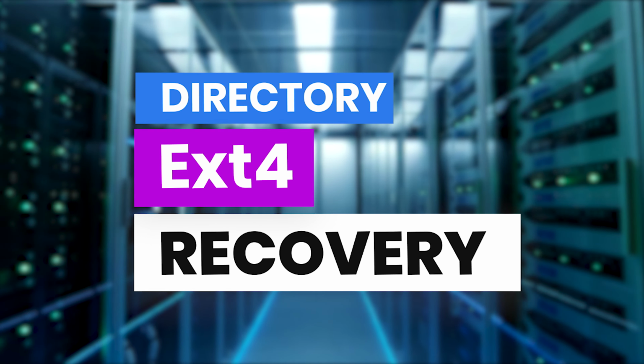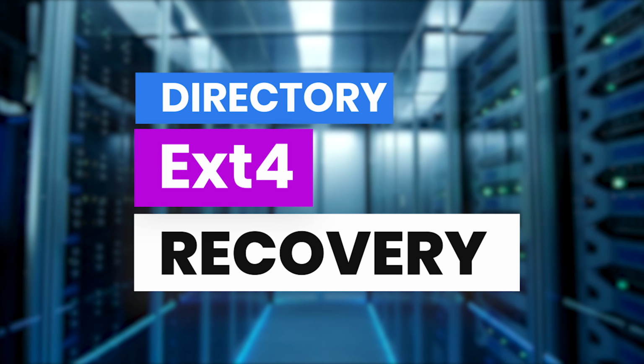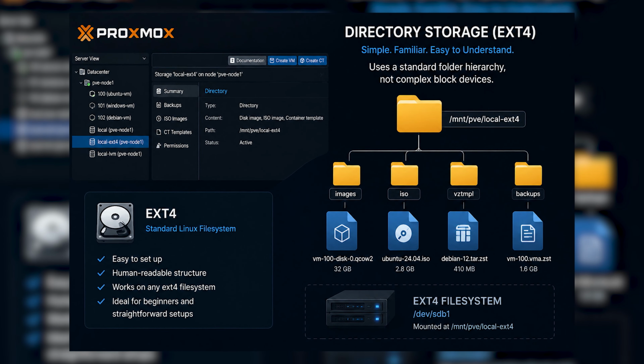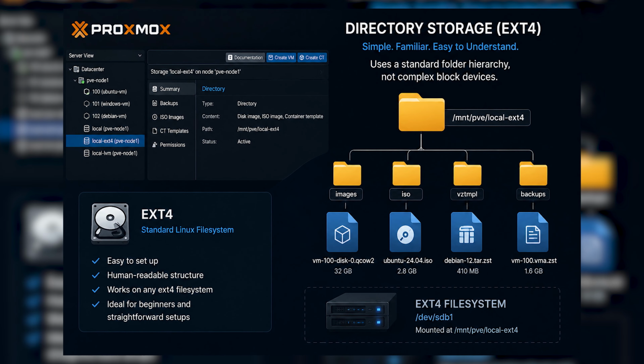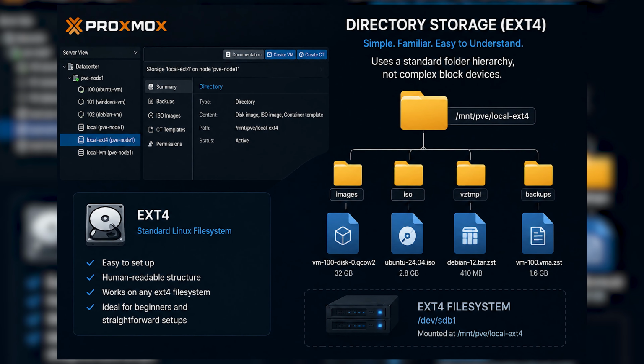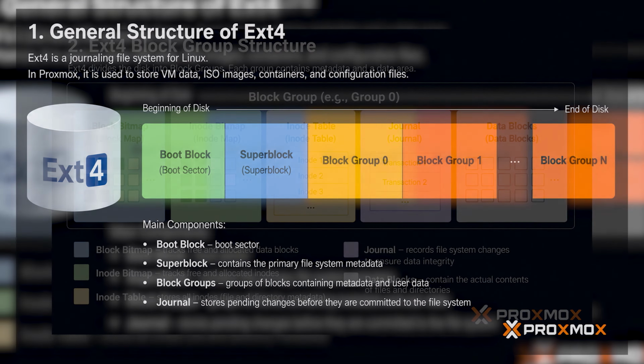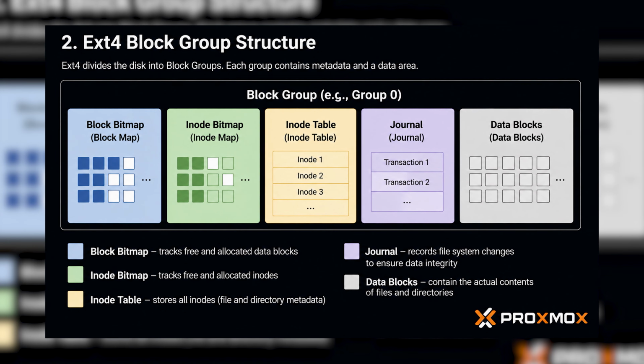Among all storage types in Proxmox, the ext4-based directory option is the easiest to understand. Its main feature is that it uses a standard folder hierarchy rather than complex block devices such as ZFS or LVM thin. In fact, it is a regular file system where qcow2 or RAW virtual disks, bootable ISOs, and backups are stored as ordinary files in a clear directory structure. Thanks to this transparent architecture, this storage type is as user-friendly as possible.